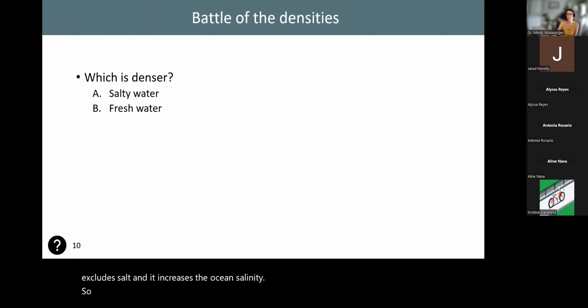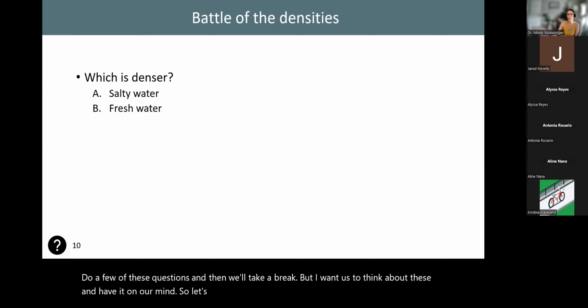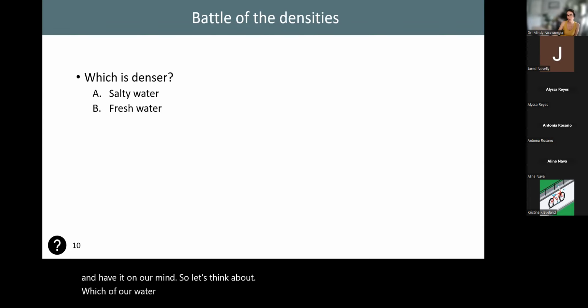So let's do a few of these questions and then we'll take a break. But I want us to think about these and have it on our mind. So let's think about which of our water types will be denser? Salty water or fresh water?